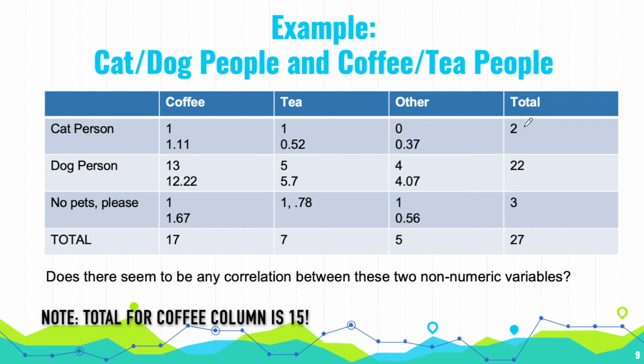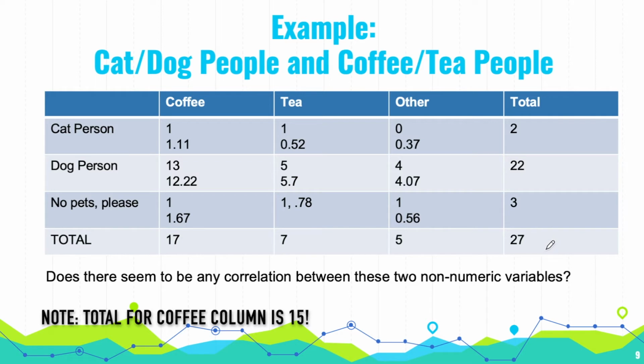And this is as simple as adding together across each row and column. 1 plus 1 is 2. 13 plus 5 plus 4 is 22. 1 plus 1 plus 1 is 3. See how this works? So we generated a total row. We did the same thing going down with our data, and then we found our total, which is the number of all of our respondents for this question.